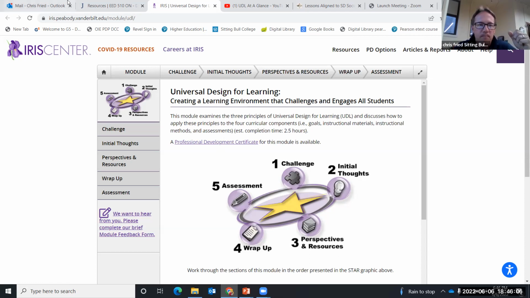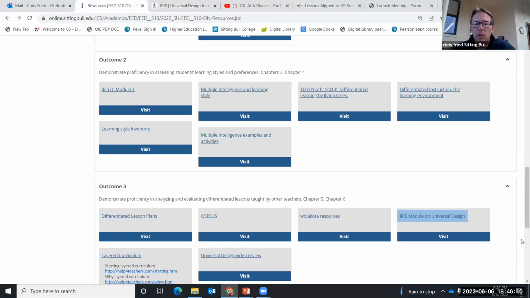So again, looking at other differentiated lessons, not necessarily that you're observing them being taught, but just looking at them and looking at some resources and some ways of differentiating different components. Okay. So, go ahead, Chrissy.